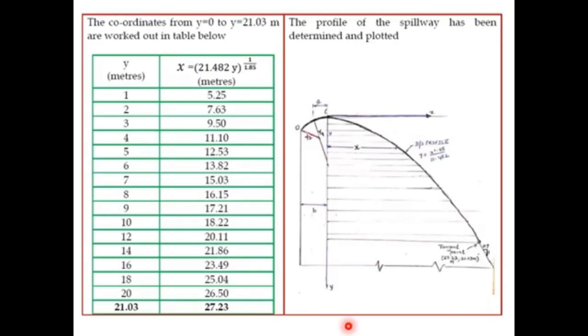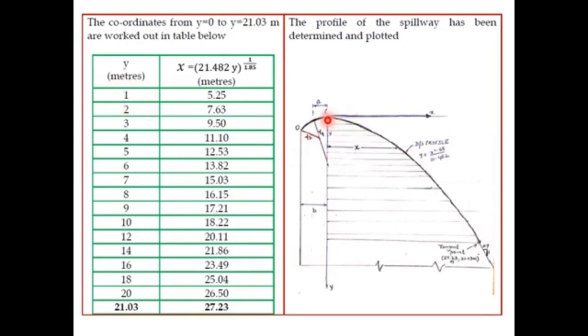We can work out the ordinates by using the expression, by taking various values of y. At least 10 values should be there. So we have calculated the values of x for the corresponding values of y. We know this in this figure.